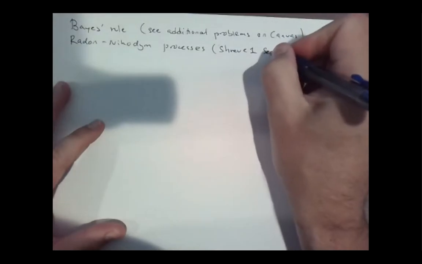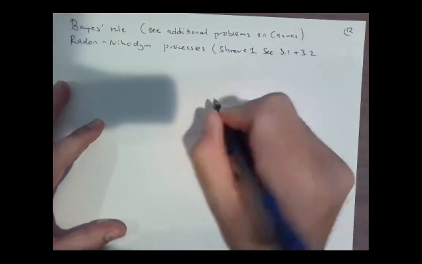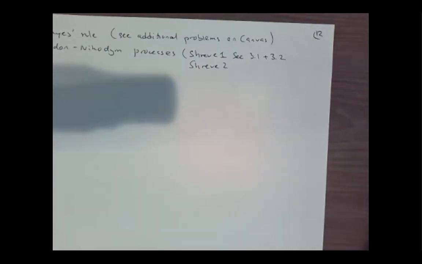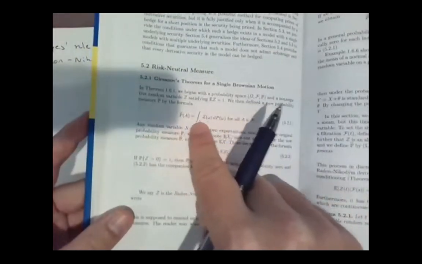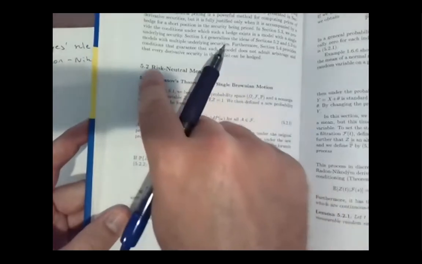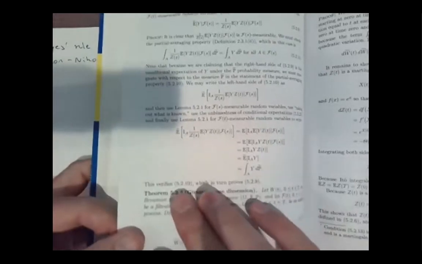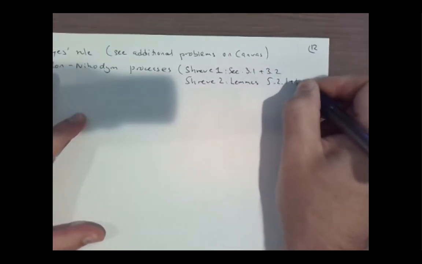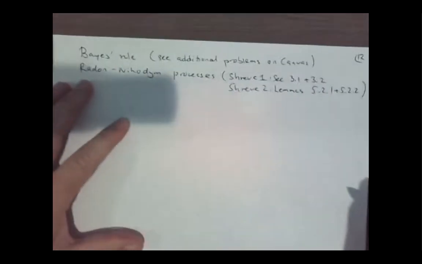So 3.1, this is section 3.1 plus 3.2. But note that we're also going to do something in 3.2, and it's a little bit hard to find. It's hidden over here. You see, here's the radionuclide derivative. We talked about that quite a bit. It's over here in section 5.2. There are a couple of lemmas that I will call Bayes formula that we're going to be needing. So here we'll have lemmas 5.2.1 plus 5.2.2. We're going to be needing those.